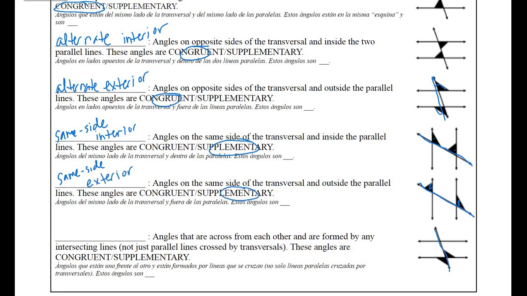And vertical angles are angles that are across from one another, and they're formed by any intersecting lines. And these are congruent. Now, my diagrams are missing tick marks to show my parallel lines, so I'm going to go in and add those now. And once I finish my parallel lines, the summary will be complete and we'll say goodbye.